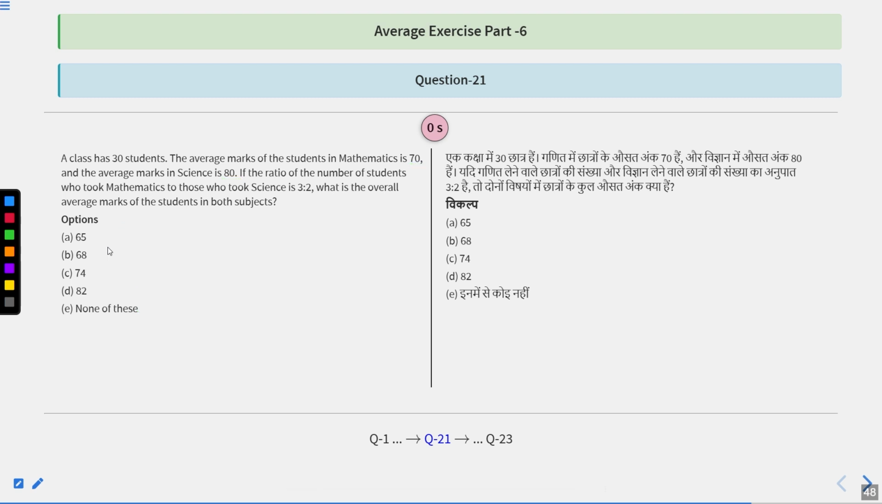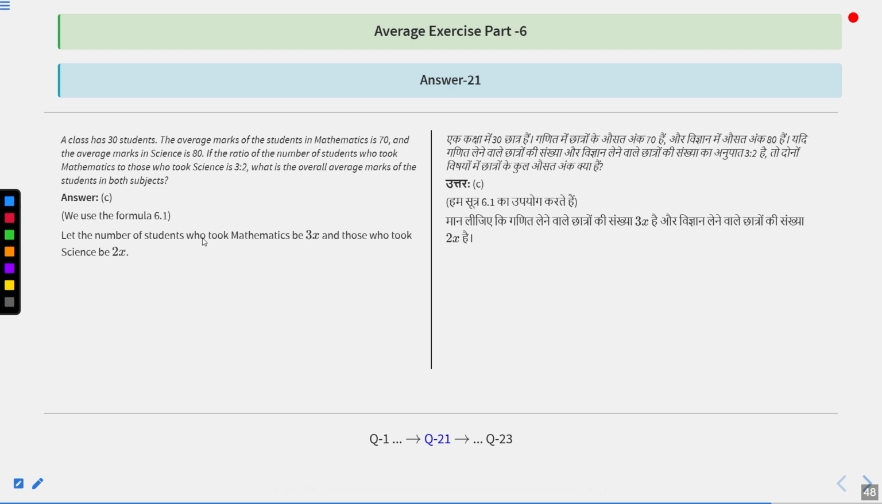Now time's up. Let's see the solution. Let the number of students who took mathematics be 3x and who took science be 2x, because the ratio has been given. Mathematics and science students are 3:2, so we can let it be 3x and 2x.